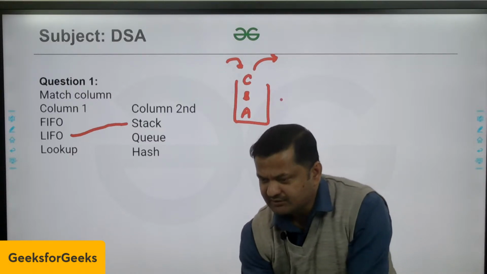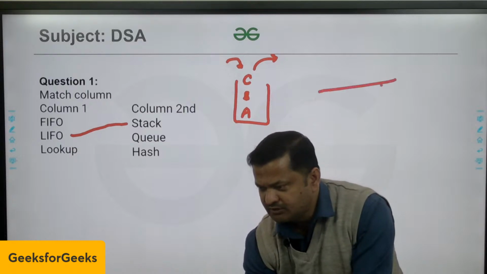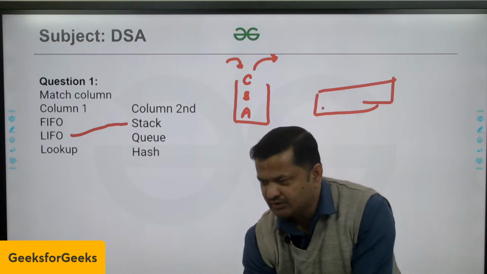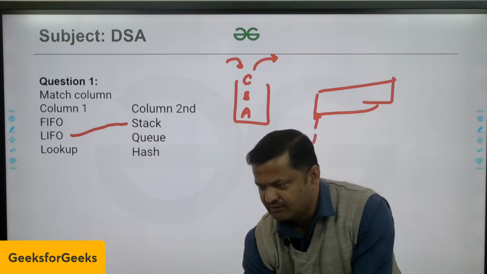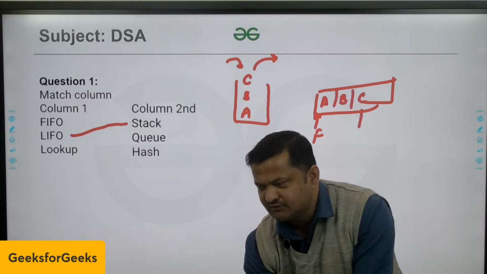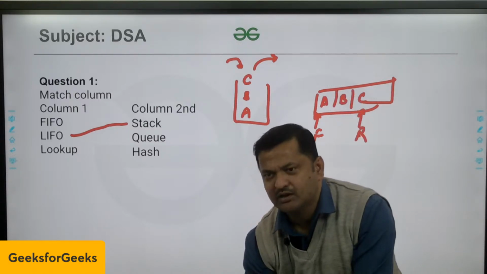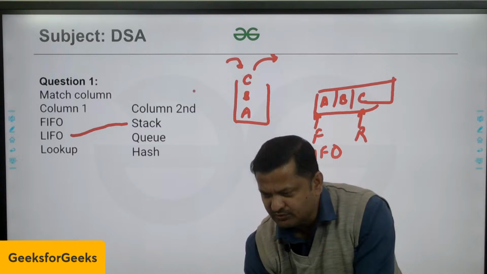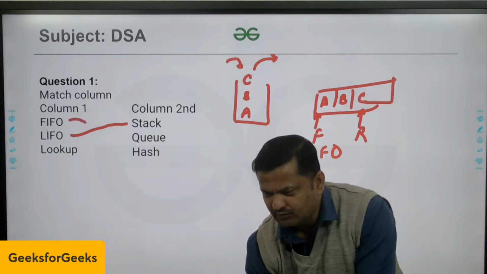If you look at the second option, we have a queue. In a queue, whatever element is inserted first will be removed first. That works on the front and rear concept. Let's say A is inserted first, then B, then C. So C will be the last element, indicated by rear. It is nothing but first in first out, so FIFO is going to be connected with the queue.